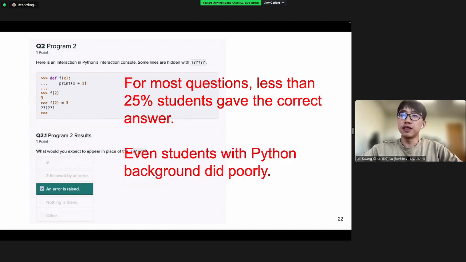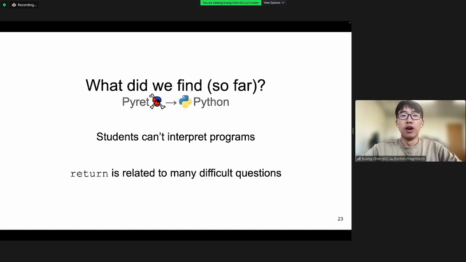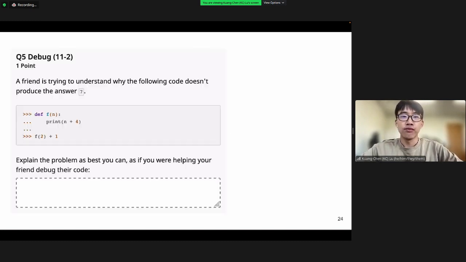Even students with Python background did poorly. What did we learn? So far, we have learned that students cannot interpret programs. They struggle to predict Python program results. And after looking at students' responses carefully, we noticed that many of the wrong answers are related to misconceptions or misunderstanding about return. So we changed the question format.